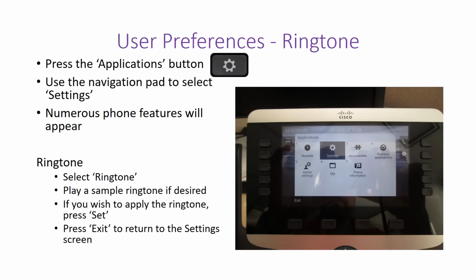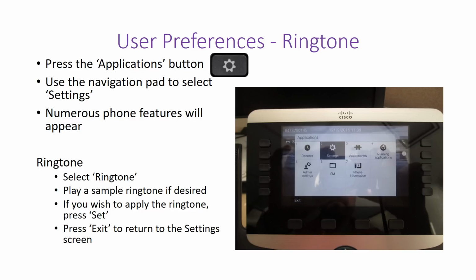To access user preferences, the user would press the Applications button, use the navigation cluster and the Select button to select Settings. From there, you will be provided with a list of numerous phone features. You may select any feature to view the present state of the feature or change it. Options include changing your ringtone, contrast or background of your screen, wallpaper, etc.